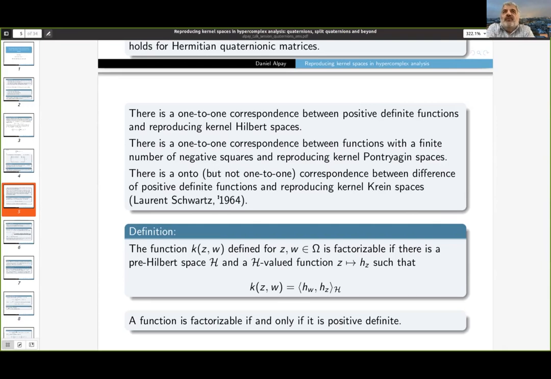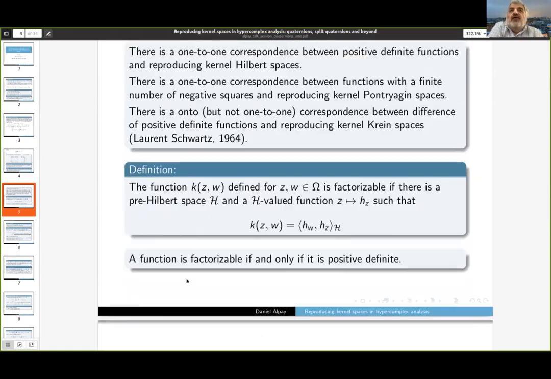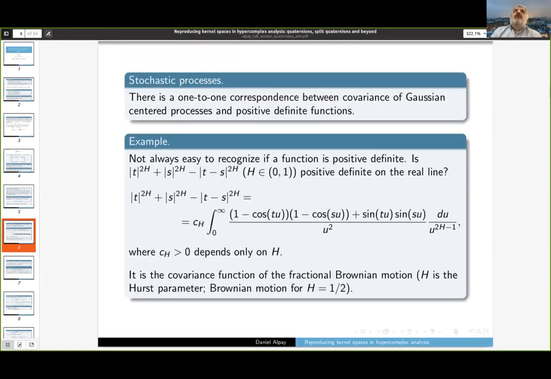Another important definition is the notion of a factorizable function, if you can write it like what is here on the board, H(w), H(z), where capital H is a Hilbert space, or if you want a pre-Hilbert space, and the function is factorizable if and only if it's positive definite. I would also like to mention the connection with stochastic processes, which is very important. Positive definite functions have an important application in the theory of stochastic processes. And it's not always easy to see that a function is positive definite.